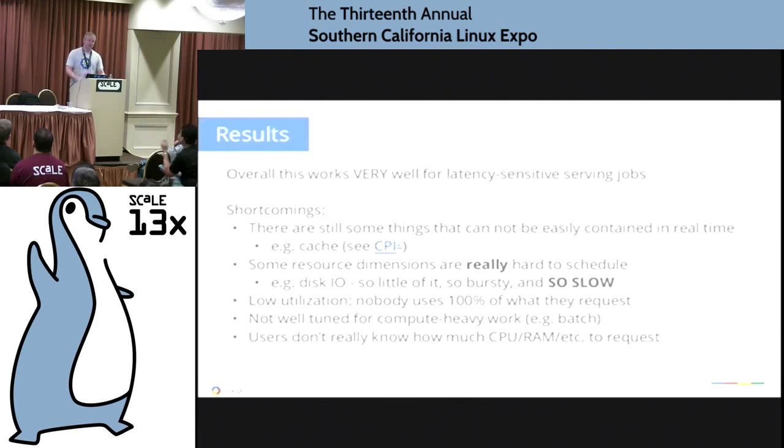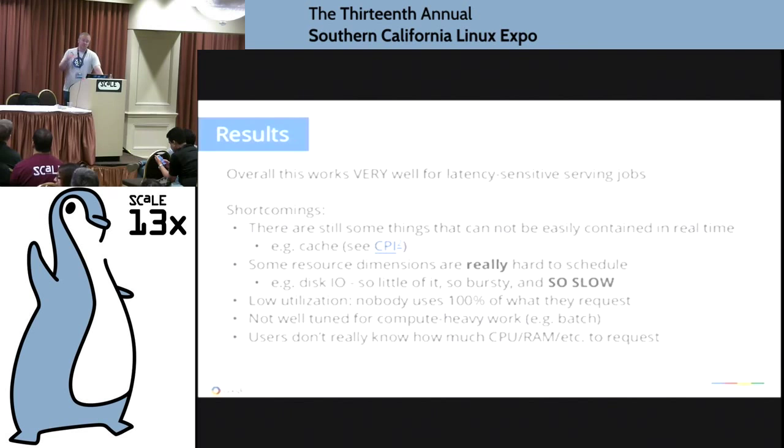So we have this project we call CPI squared, which is a real-time performance monitoring system, but ex post facto. I'm happy to talk about that later, but I don't think we're going to have time for it. But it's all about noisy neighbor isolation.